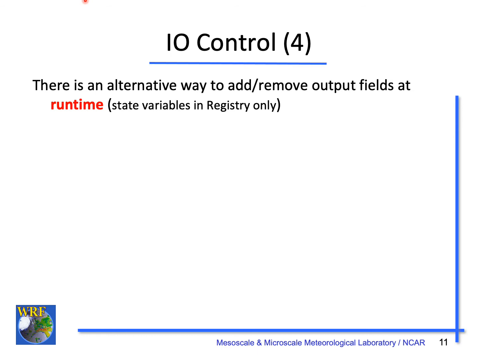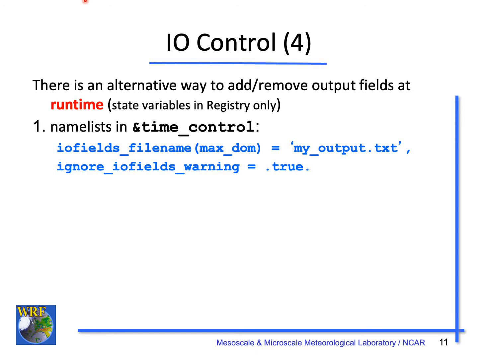As it turns out, there is an equivalent runtime option we can use to do the same. This is described on this slide. First, we prepare a text file, name it, and we then add it to the namelist.input file in the record time control. The option ignore I/O fields warning means exactly what it says. It will ignore any error reported due to the execution of this option. For example, the field you wanted to output did not exist somewhere.